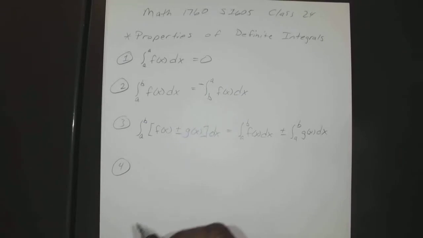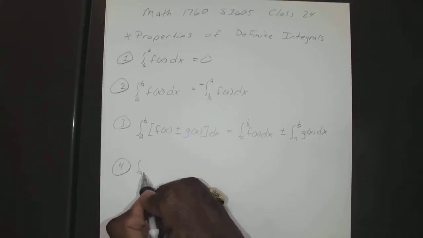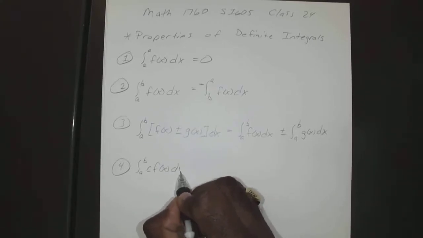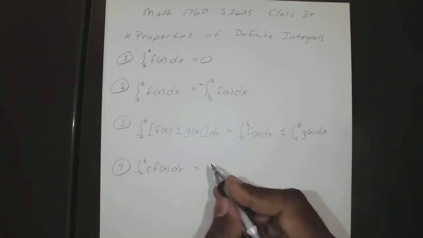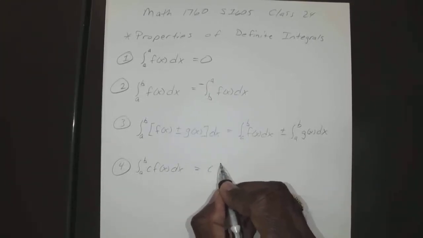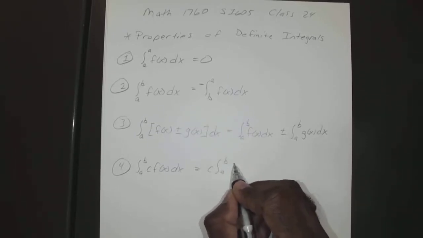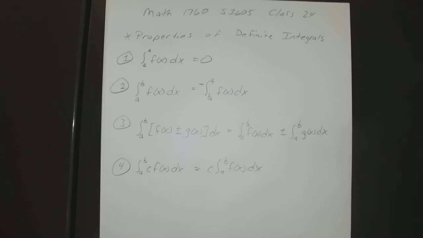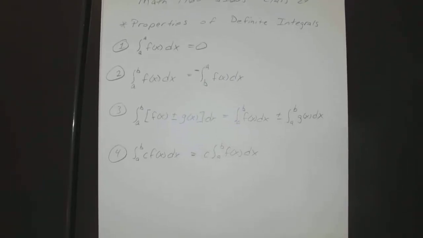Okay, and number 4, the integral from a to b of a constant times a function of x. Again, that constant can just be brought out to the front. Bring it up a little bit.